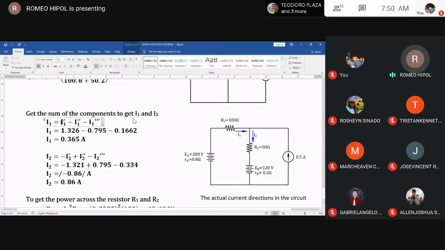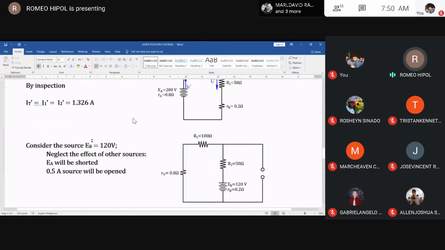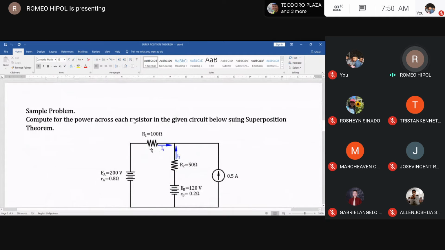For I sub 1, we have positive for the same direction, and negative for double prime and triple prime. Okay, so ito yung magiging sagot natin. Okay, take note, we have a positive value, meaning, ano nangyari? Yung ating assumption or assumed direction is the same with the actual direction. Pero kung makakuha kayo ng negative value, so yung assumed direction natin is opposite to the actual direction.